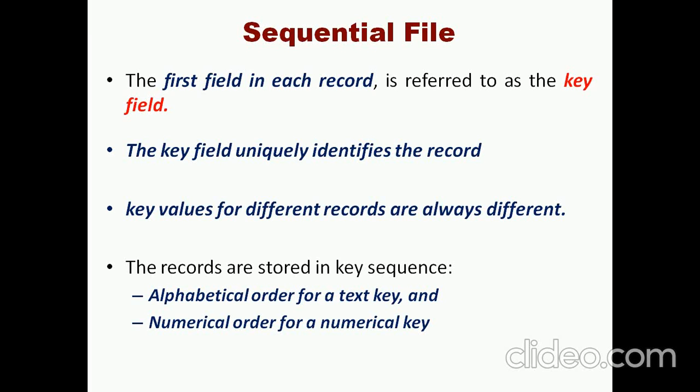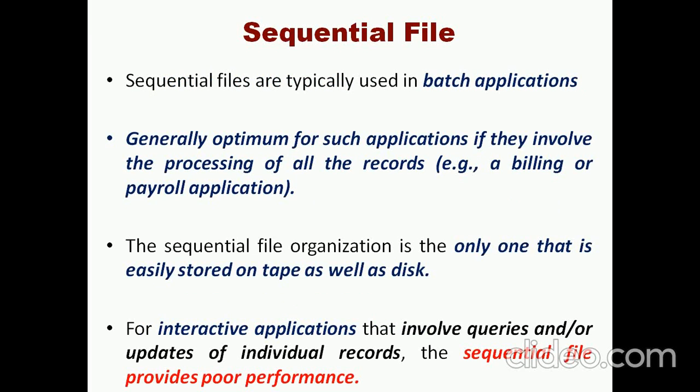If we are using an alphanumerical key, that is a text key, the records are stored in alphabetical order from A to Z. If it is a numerical key, then it is stored in numerical order from 0 to 9. Sequential files are typically used in batch operating systems. They are optimal for applications that involve processing all the records, especially payroll processing and billing. A sequential file is easily stored on tape as well as on disk drives.